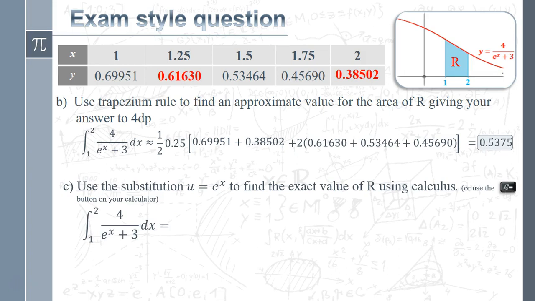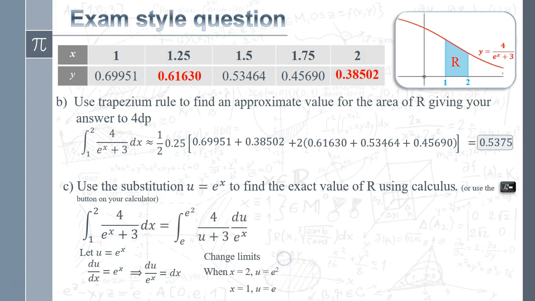Let's go for it using our substitution, which is u equals e to the x. du dx equals e to the x. Do the bit of rearranging to get it saying dx equals, because we're going to want to replace that dx with something in terms of du. There we go. Now let's do all the replacements of the limits. That's the next thing we've got to do. So we've got to change the limits so they're in terms of u. So when x equals 2, u equals e squared. x equals 1, u equals e. Plug all of that in.